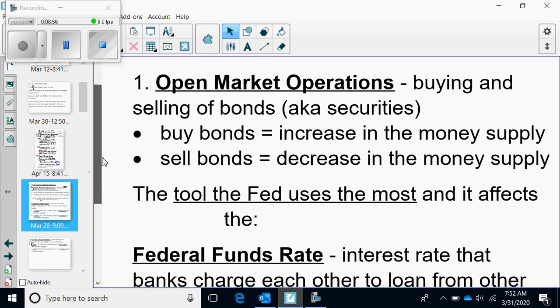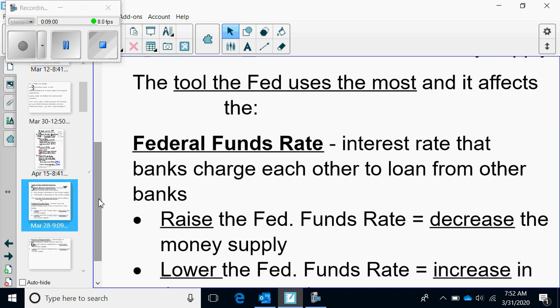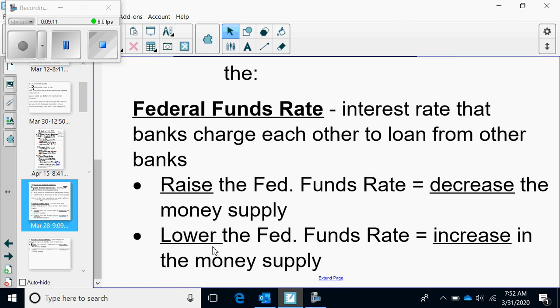So when they buy bonds, we see, and remember you're copying this down, the federal funds rate, which is the interest rate that banks charge each other to loan from other banks, that begins to go down. So this interest rate right here is basically near zero. So banks can easily borrow from each other. Now they get a little nervous doing that during recessions. So the Fed is saying, don't worry about it. We got your back. We are the lender of last resort.